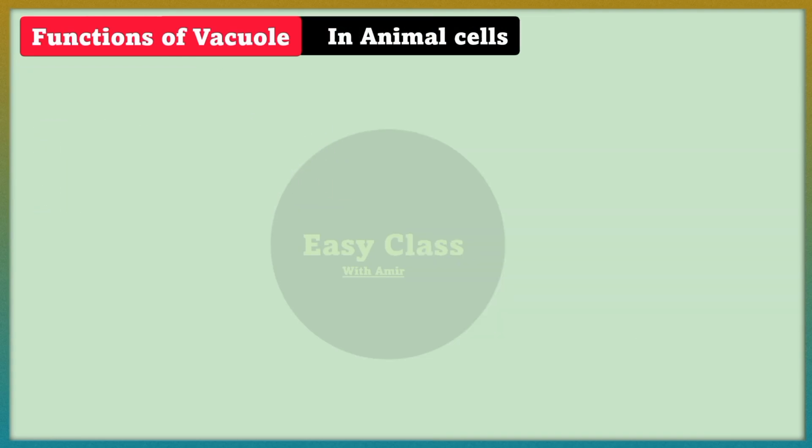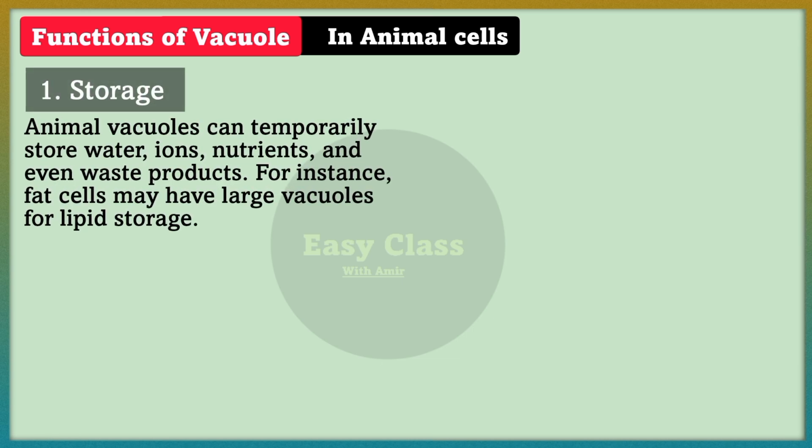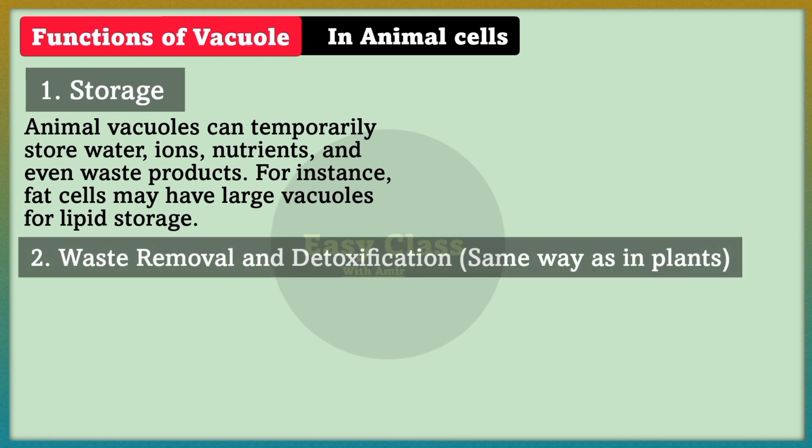Functions of vacuoles in animal cells. Storage. Animal vacuoles can temporarily store water, ions, nutrients, and even waste products. For instance, fat cells may have large vacuoles for lipid storage. Waste removal and detoxification. Similar to plants, animal vacuoles can help in sequestering and removing waste products or harmful toxins from the cell.